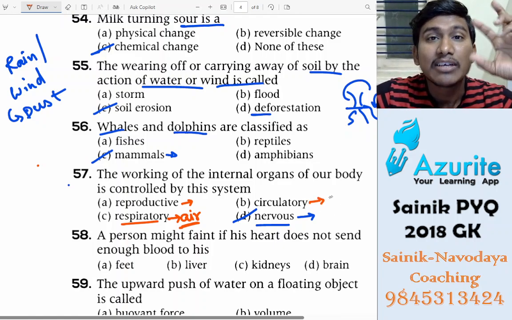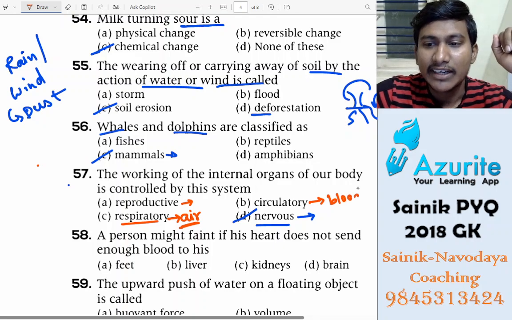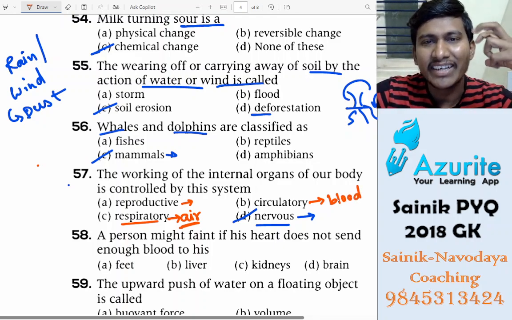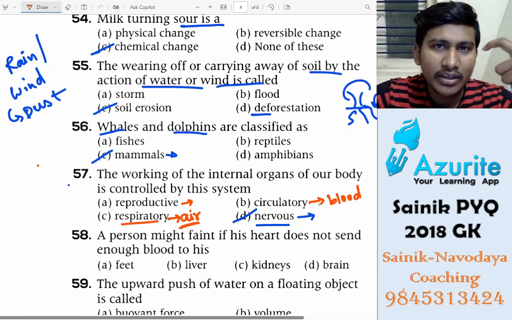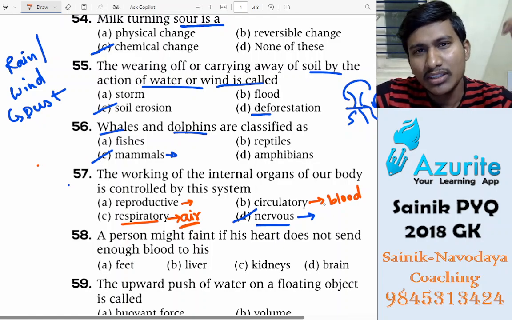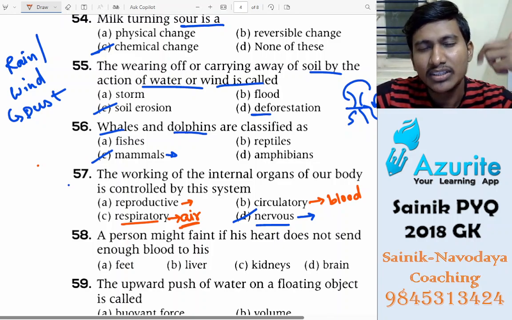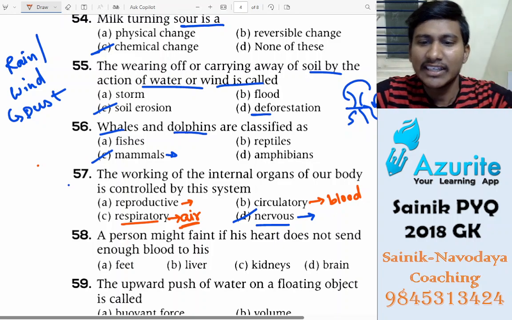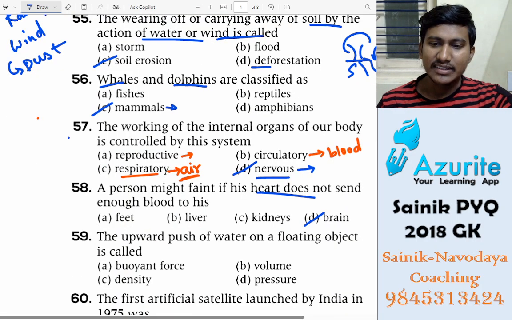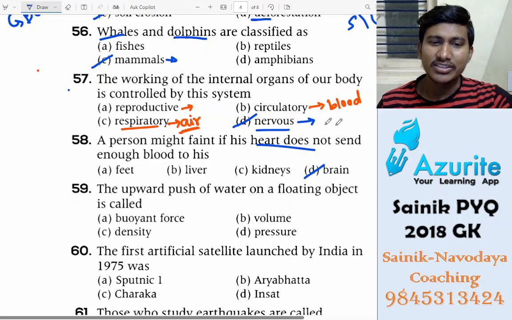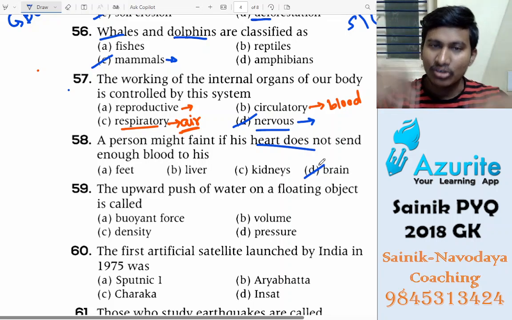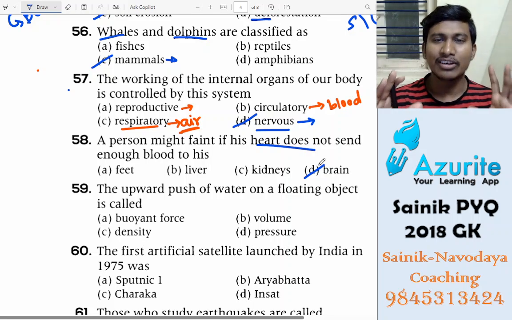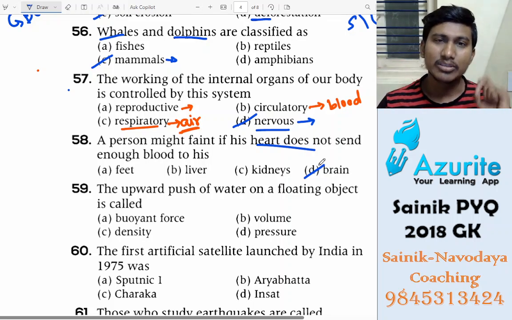Circulatory system is blood circulation, right? It involves veins and the heart. The impure blood goes to the lungs, gets purified and so on. That is related to the blood. Okay, so here, question 58: a person might faint if his heart does not send enough blood to his brain. Brain is most required because it is controlling all the parts of the body, your thoughts and everything. So the brain is the most important part.